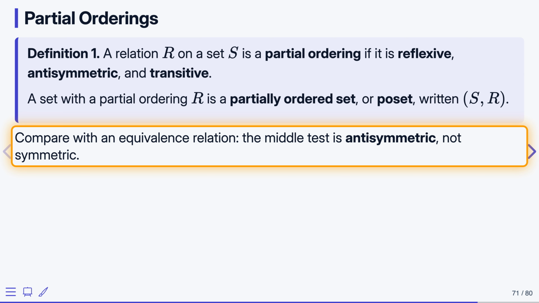Compare this with an equivalence relation. Two of the three tests are the same, only the middle one changes. An equivalence relation is symmetric. A partial ordering is antisymmetric. That one swap changes everything. Instead of grouping things together, it ranks them. And the word partial matters. Some pairs may not be ranked against each other at all. We come back to that.